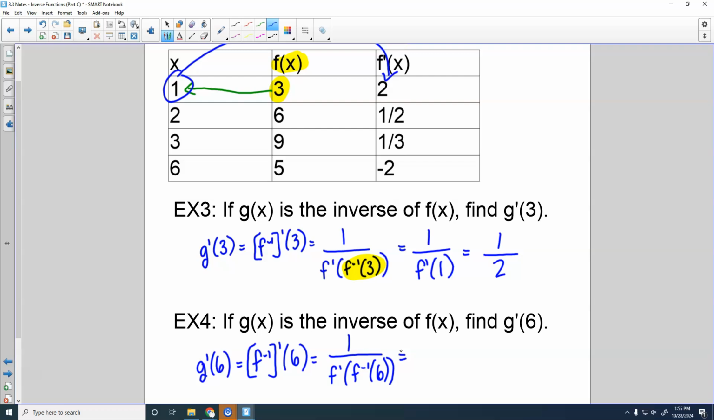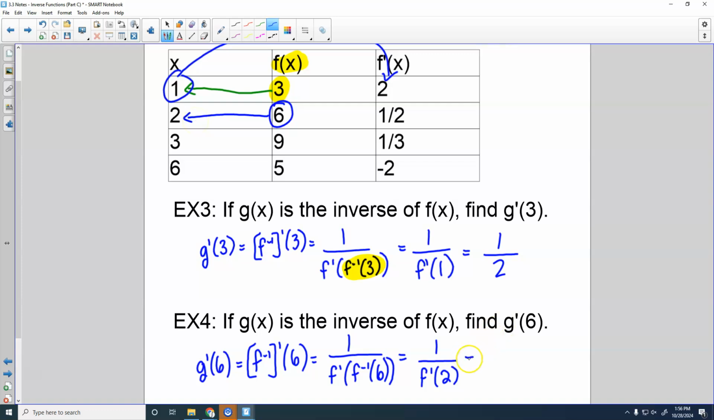All right, sounding like 2 is our answer. Let's look at it. You're doing 1 over f prime of f inverse of 6. What is f inverse of 6? It is 2, because you are looking here at the 6, it's the 2 that goes with it.